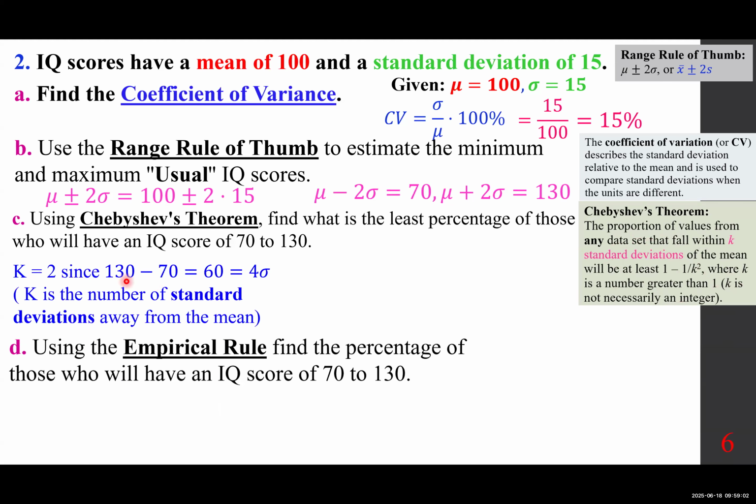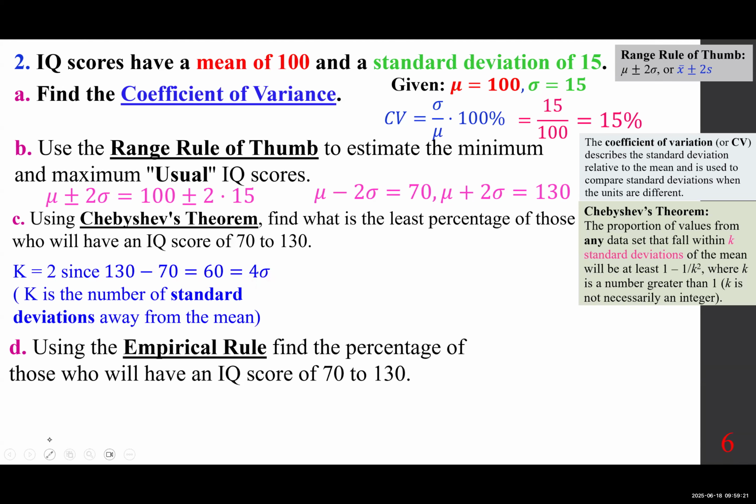Okay, so 130 to 70, their difference is 60, which is 4 times sigma, by the way. That's one way to look at the concept as far as understanding the k. K is the number of standard deviations. Their distance is 4 standard deviations, divided by 2.